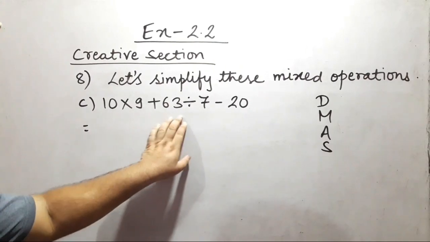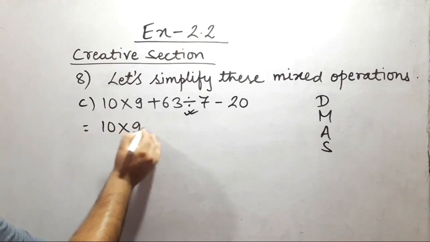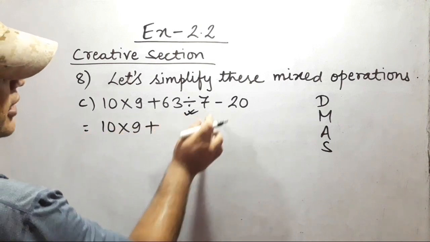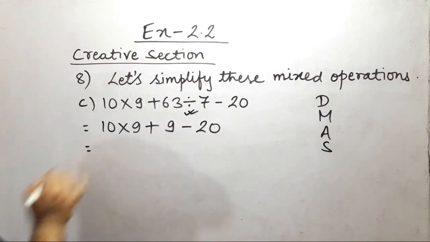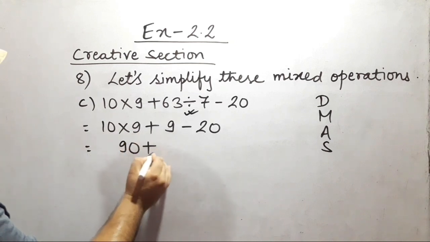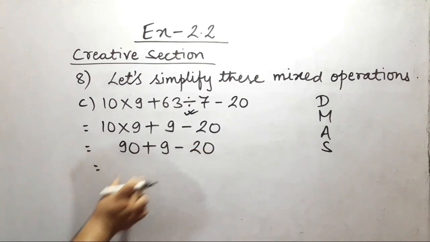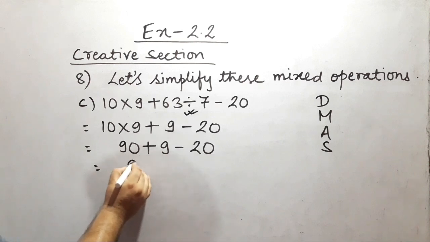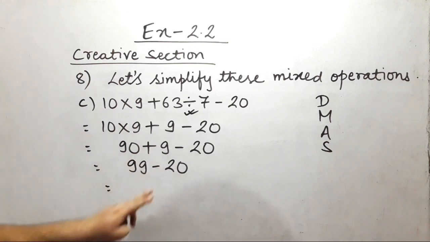10 into 9 plus 63 divided by 7 minus 20. Perform the division at first. 7 9s are 63. After division, multiplication. 10 into 9, 90 plus 9 minus 20. After multiplication, addition, 90 plus 9, 99 minus 20. After addition, finally subtraction, 99 minus 20, 79.